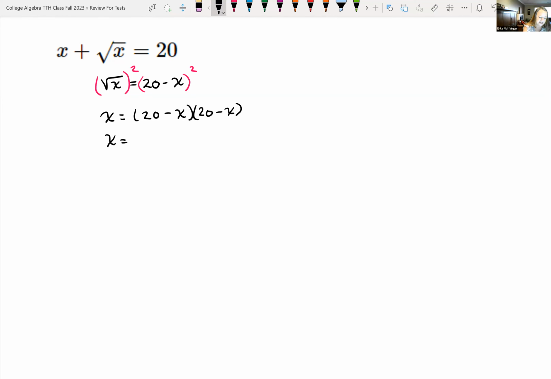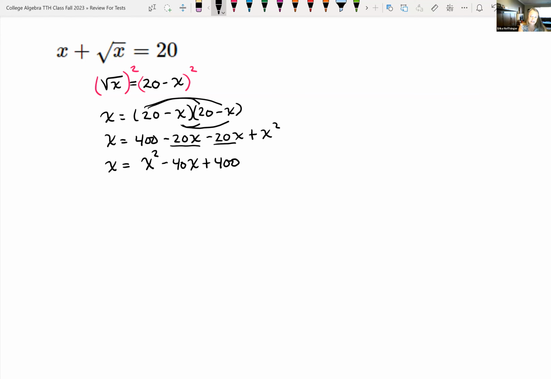We want to distribute this out. So we have 20 times 20, which is 400. 20 times negative x is negative 20x. Distributing my negative x, I have negative x times 20 is negative 20x. And negative x times negative x is a positive x squared. So combining like terms, bringing down first my x on the left-hand side, this is equal to, I'm going to rewrite this in descending order of powers. So x squared, and then negative 20x minus 20x is minus 40x plus 400.